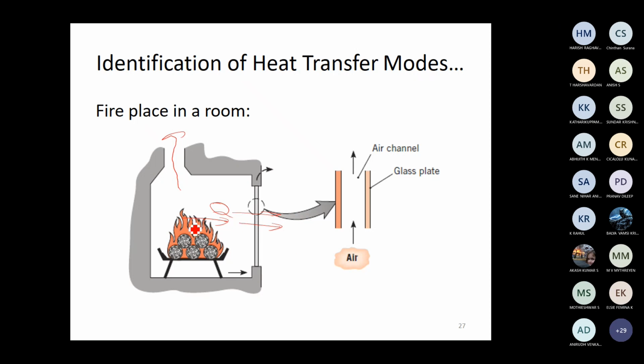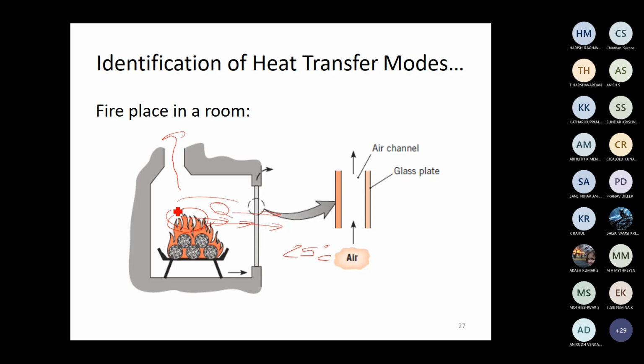But since there is a flame here at a higher temperature, flame temperatures are usually about 1500 degrees Celsius, and the room temperature is to be maintained at a comfortable 25 degrees Celsius. Therefore, for heat to flow, there is a temperature difference prevailing here. Therefore, heat will flow, but how will it flow? Since there is a high temperature flame, there will be radiation from this point to this point. So from the flame to the inside wall of this partition, there will be radiation.